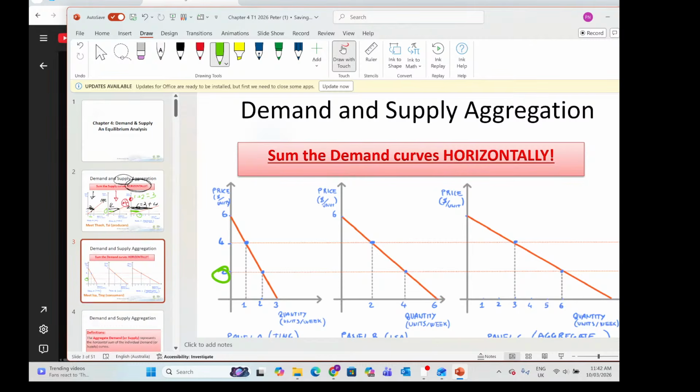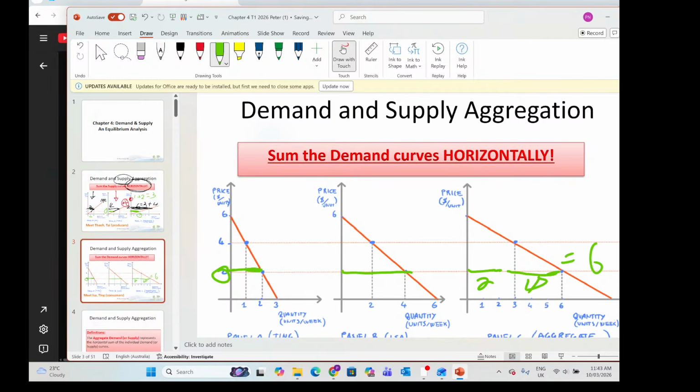Ting buys 2 goods at $2. At the same $2, Leo buys 4 goods. So the total is just 2 plus 4, and then we've got 2 plus 4 equals 6.